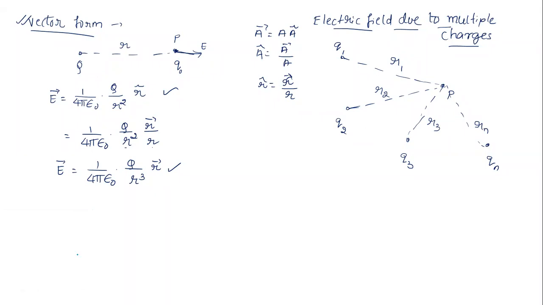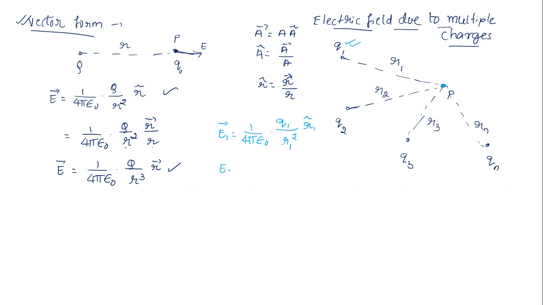Yes, I think this is highlighting. Okay, then I'll take the first one. Electric field at point P due to the first charge: E1 in vector notation is equal to 1 divided by 4 pi epsilon naught into Q1 divided by R1 square into R1 cap.